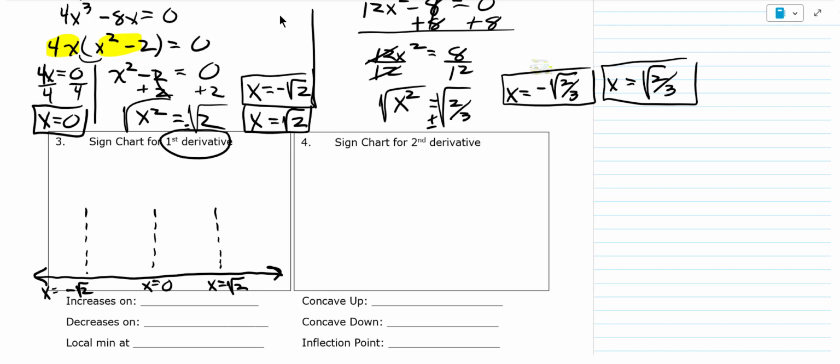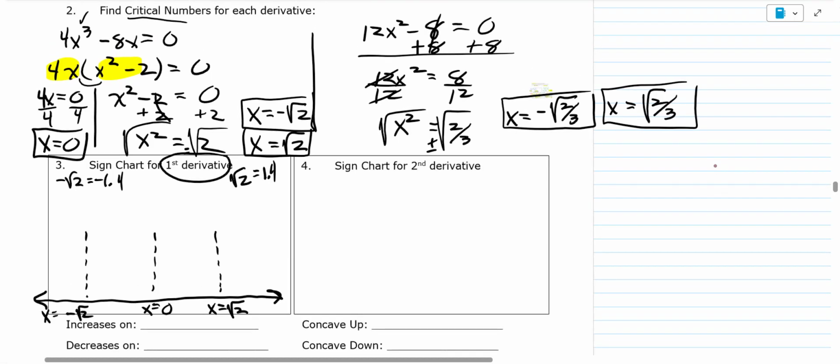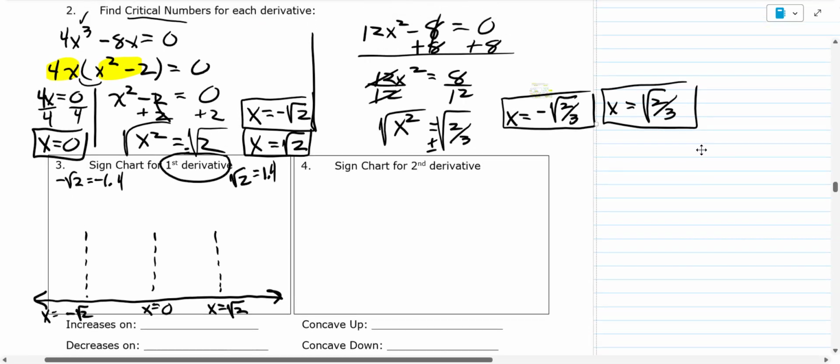Now what you all are going to do is test points. Negative square root of 2 is like negative 1.4. Positive square root of 2 is like 1.4. So you all need to do test points plugged into the derivative. I'm just going to start you off on one of them, just so that you know what I'm doing on this. And you can use your calculator to do this. Or if you want to graph your first derivative, and just trace out your test points and do your sign chart that way, you can. It's up to you. So I'm just going to show you one way to do this.